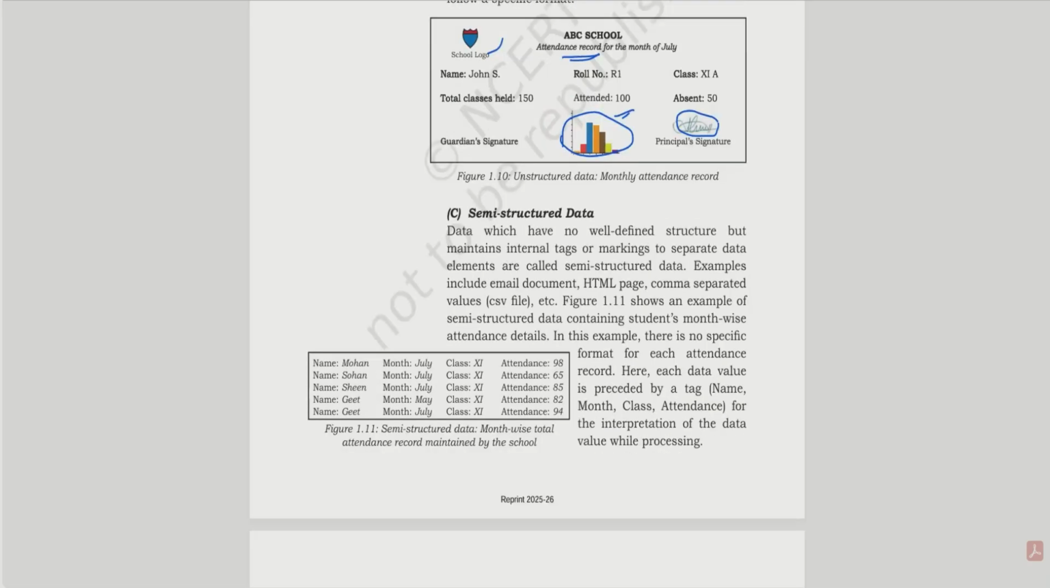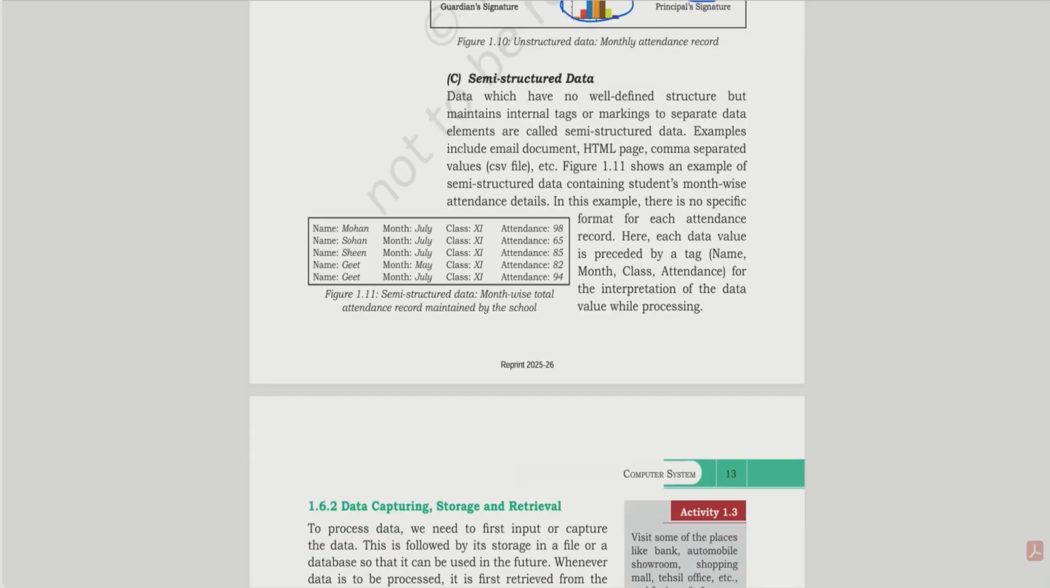And the third one is semi-structured data. Semi-structured data means it will not have a well-defined structure, but it will maintain some internal tags or markings to separate the data elements. So there will not be a well-defined structure, but we will use some tags or markings to separate the data. For example, email documents or HTML pages etc. are semi-structured data.